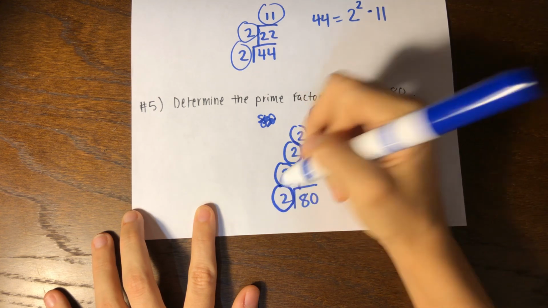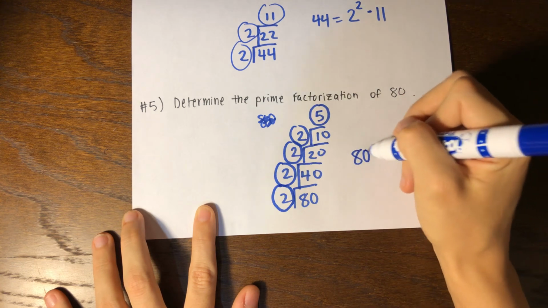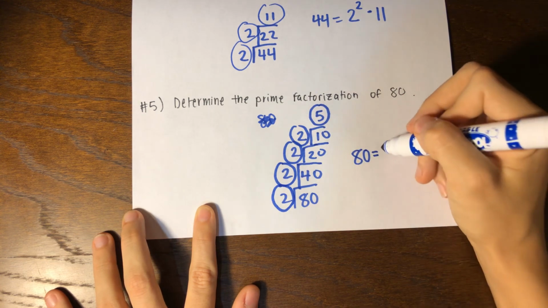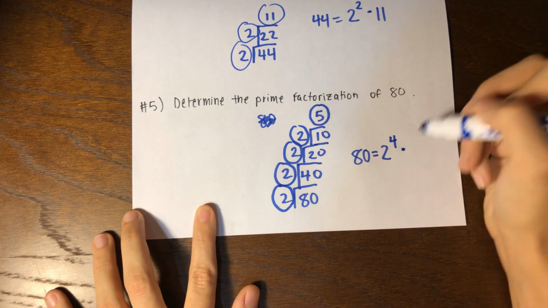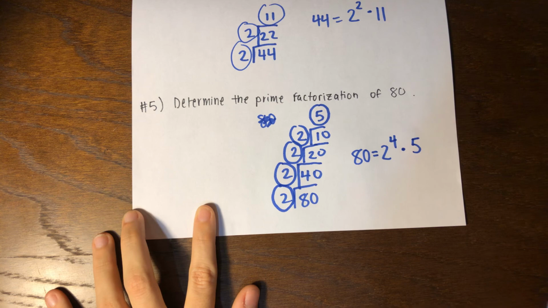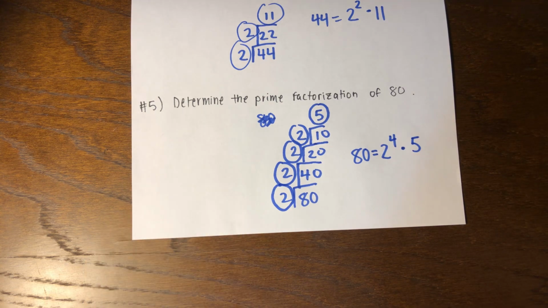And I circle all my primes. So 80 is equal to 2, and I have 1, 2, 3, 4 of them, times 5, which is my other number, and I only have 1 of them. Okay? Just like that.